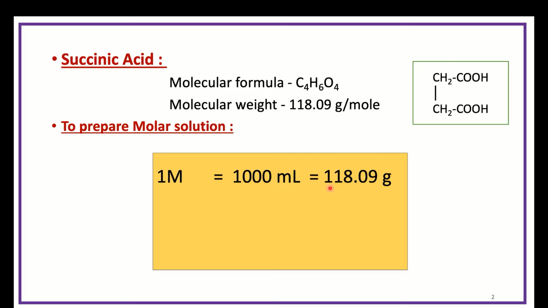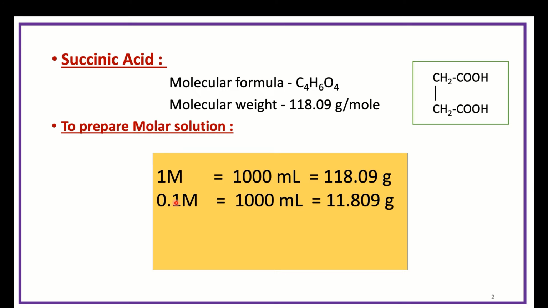So 118.09 grams, that is the molecular weight of succinic acid, when dissolved in 1 liter of distilled water, we get a 1 molar solution. This is in the solid form, so we take the molecular weight and make it up to 1000 ml with distilled water, and hence the concentration of the solution that we get is 1 molar. This is our factor. From this we can calculate any molar solution or whatever volume we want.